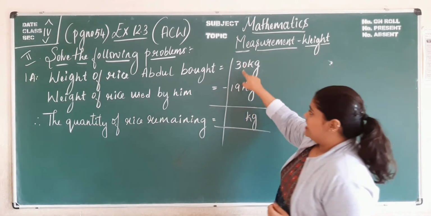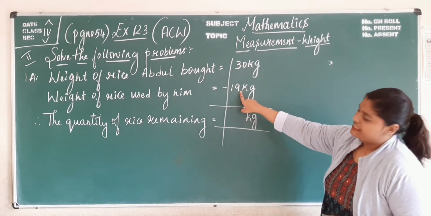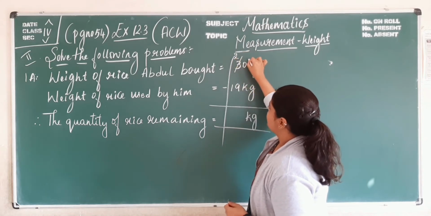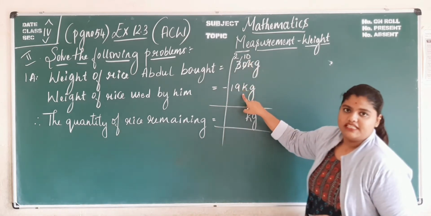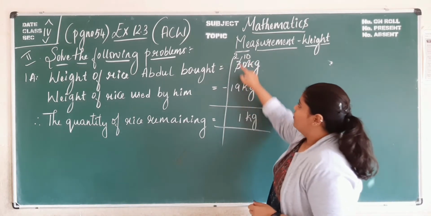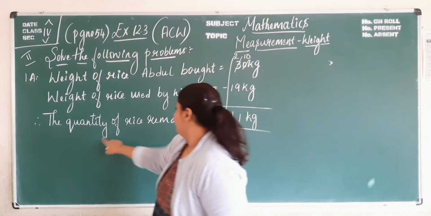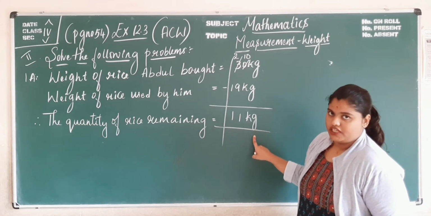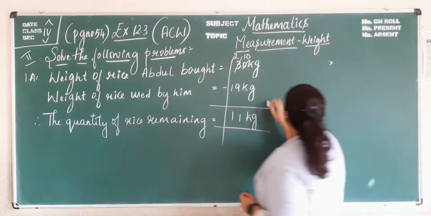Can I subtract 0 minus 9? No, not possible. So what do I have to do? Yes, I have to take borrow. So 3 goes, 2 comes, 0 goes and yes, 10 comes. So what is 10 minus 9? 1. What is 2 minus 1? 1. So therefore, the quantity of rice remaining is equal to 11 kg. So simple, you have to subtract and you have to write a statement. That's all.